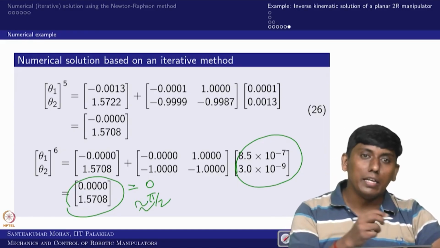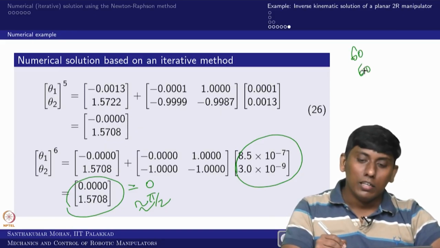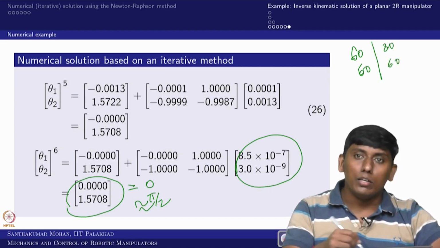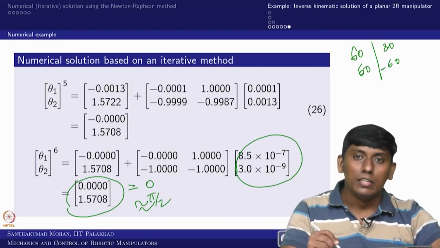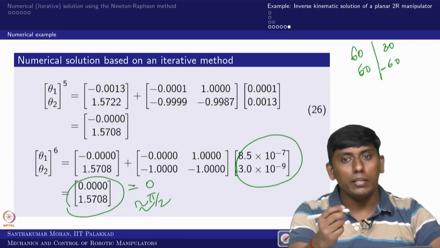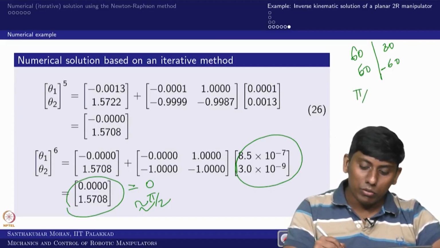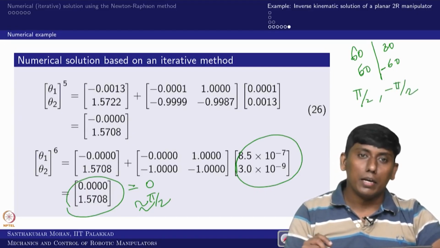So now we have obtained whatever we have derived. If you take, instead of the initial guess of 60° and 60°, probably something like 30 and 60, the iteration may take more time. If you take 30 and minus 60, it may end with the other solution. What is the other solution? It would be pi by 2 and minus pi by 2.